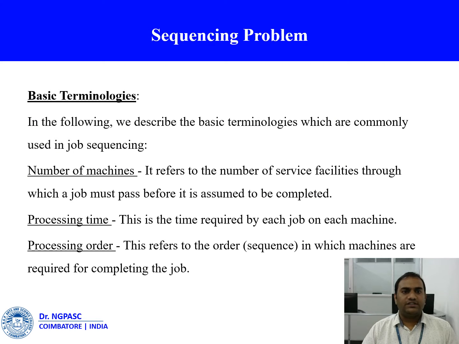Next, basic terminology. In the following, we describe the basic terminologies which are commonly used in job sequencing. First one is the number of machines. It refers to the number of service facilities through which a job must pass before it is assumed to be completed. Next, processing time. This is the time required by each job on each machine. Next, processing order. This refers to the order or sequence in which machines are required for completing the job.